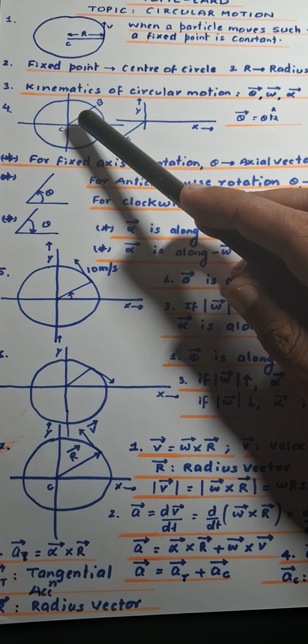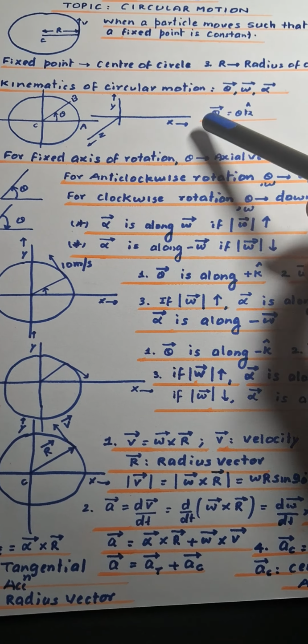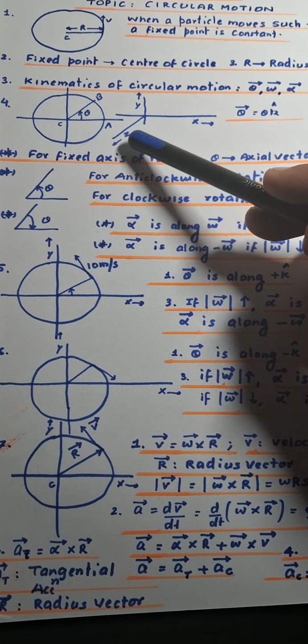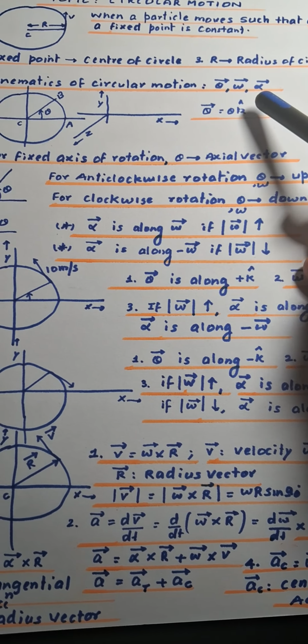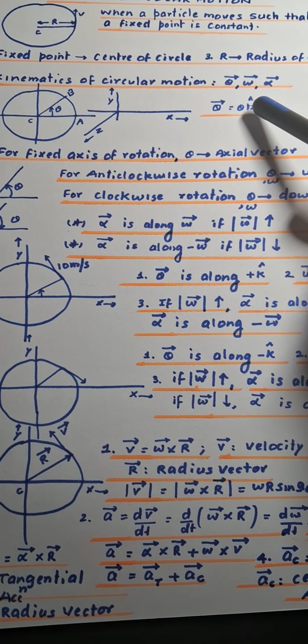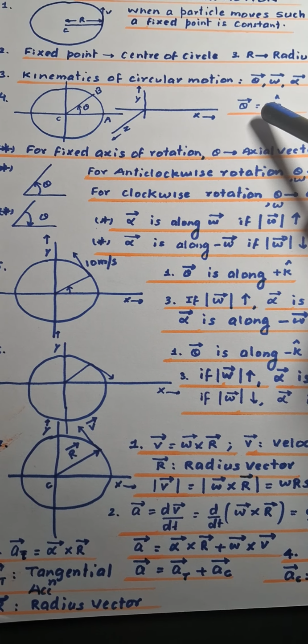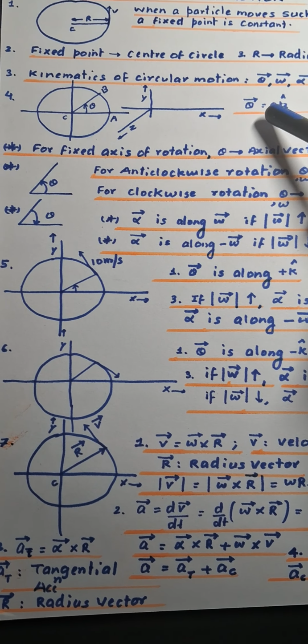Then the direction of motion is anti-clockwise, so angular displacement here will be up the plane, which is along the plus z axis in this case. So we can write theta vector as theta into k cap. So that is a standard convention used to find the direction of the angular displacement.